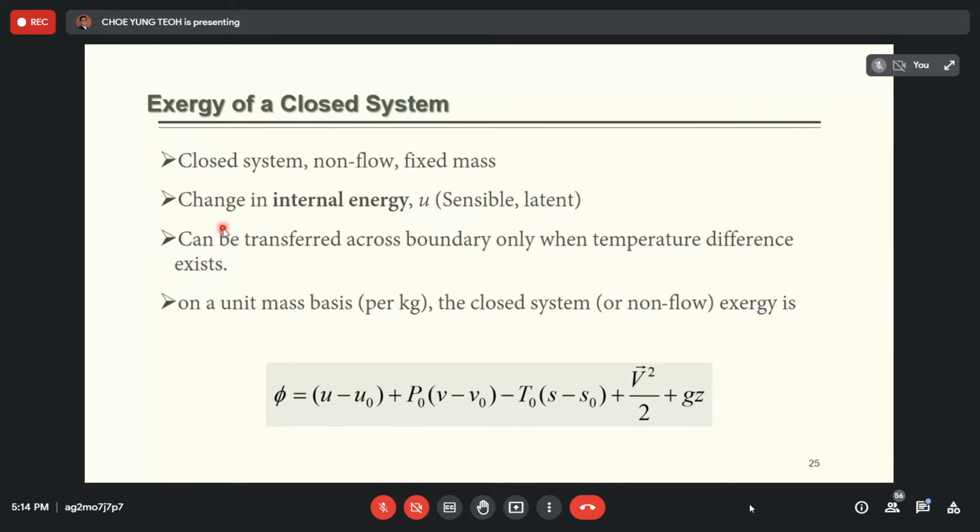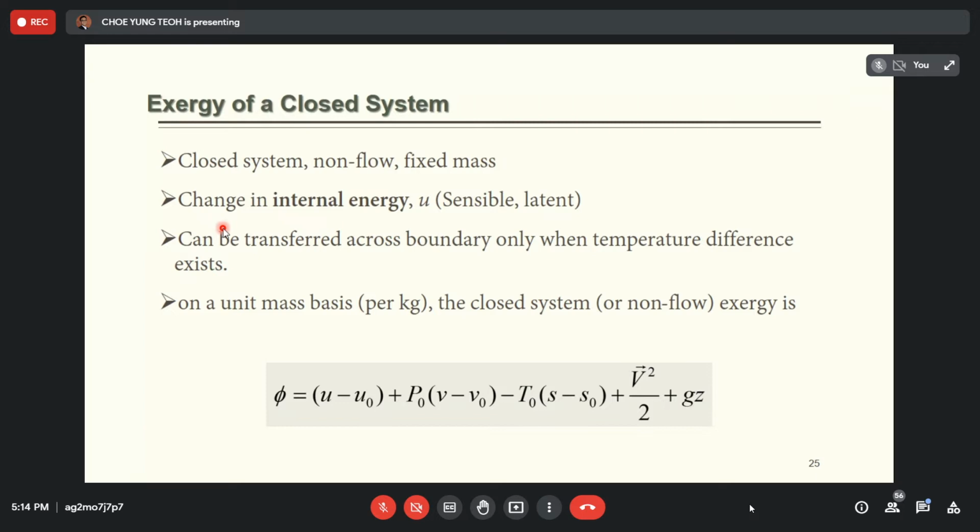We need to consider a few types of the exergy. The first one is a change of internal energy. There's only one thing that will change the internal energy, which is the temperature. If you increase the temperature, it means that you increase the internal energy. For example, if you are going to calculate the internal energy of the water, we use MC delta T.